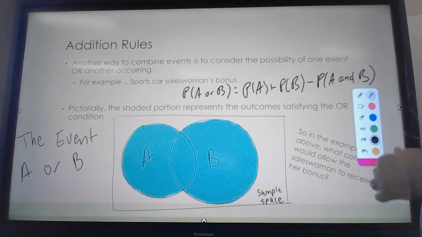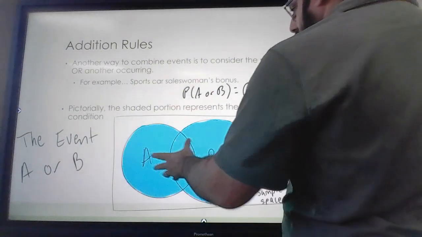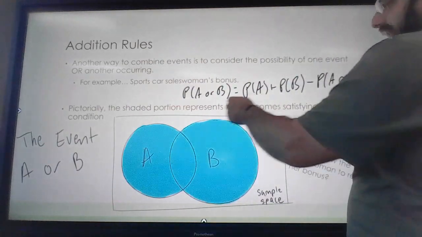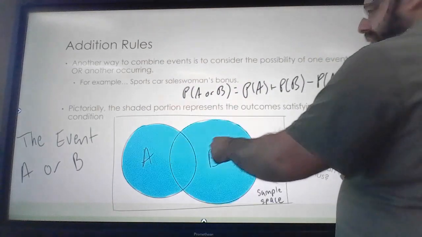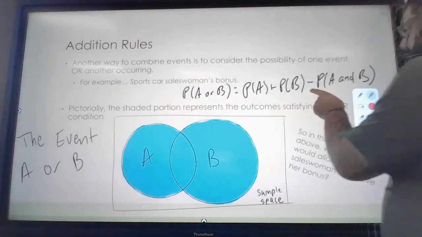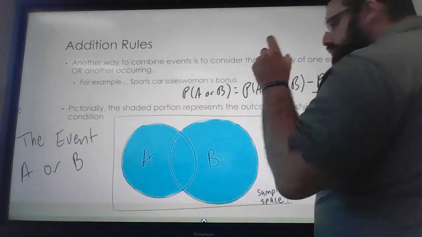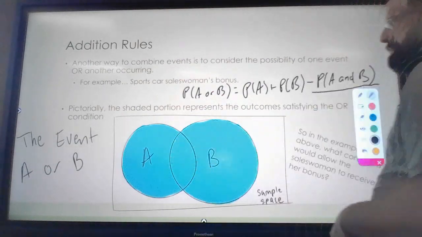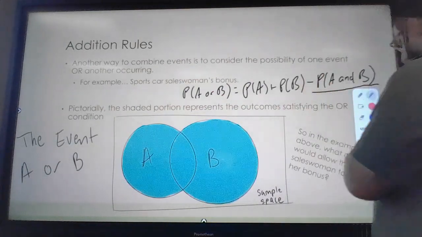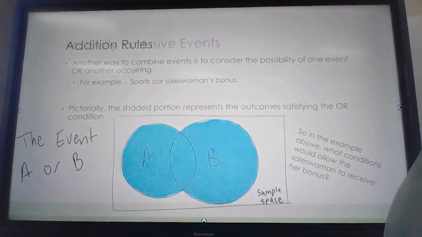But if they're not mutually exclusive, then we want to eliminate any overlap, because if I add these two together, what I'm doing is I'm adding this twice. This probability of A and B being subtracted from it eliminates one of those instances so that it's only counted once and not twice.